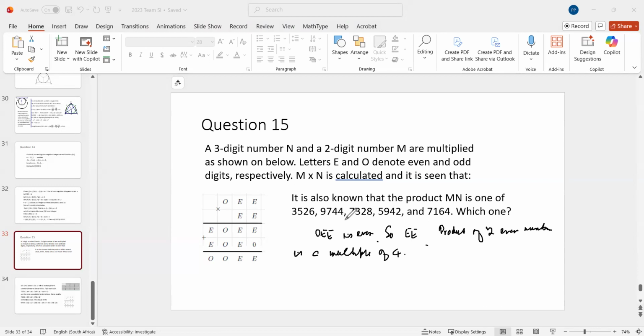All right, so you have to see which of these are multiples of 4. They say the product is one of these. Now, all you have to do is look at the last 2 digits. This one is not a multiple of 4, so you can eliminate it. This one here is a multiple of 4 because 44 is 4 times 11. This is also a possibility. And this is not a multiple of 4, 42. You can eliminate it. And this is a multiple of 4. 64 is 4 times 16. So there are 3 possibilities.